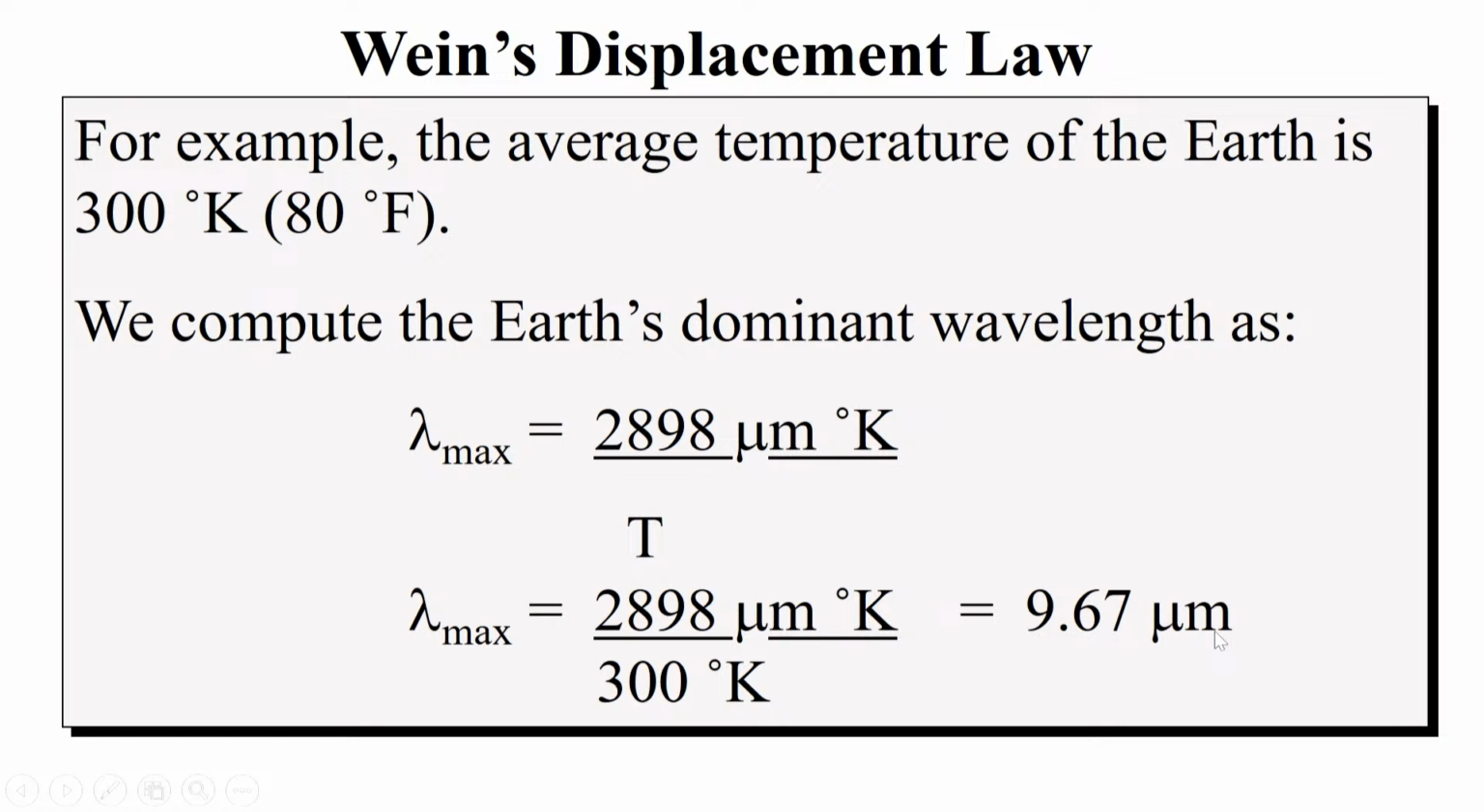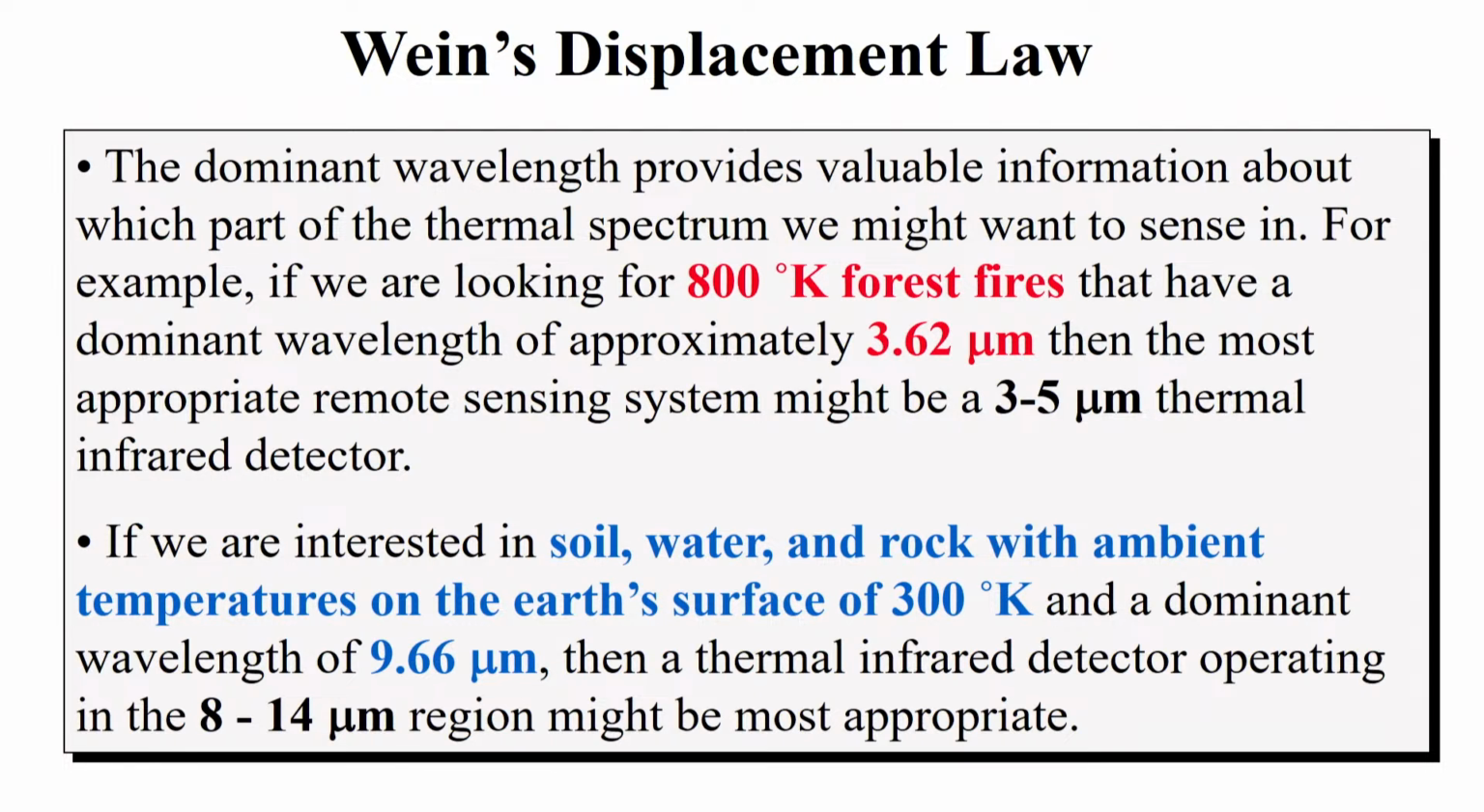Generally for Earth observation, to find out the geophysical properties, the geophysical characterization based on the thermal properties of objects, most of the sensors are designed in the wavelength range between 8 to 14, or mainly near 10 micrometer. Why? Because the dominant wavelength for the Earth surface is 9.67. Similarly, you can try by yourself to find out the dominant wavelength for the sun or for different kinds of features.